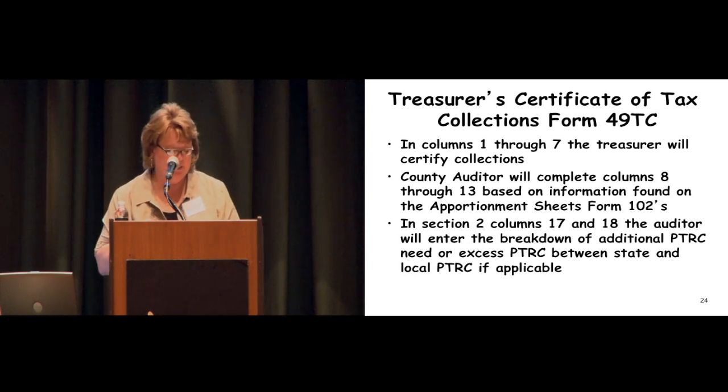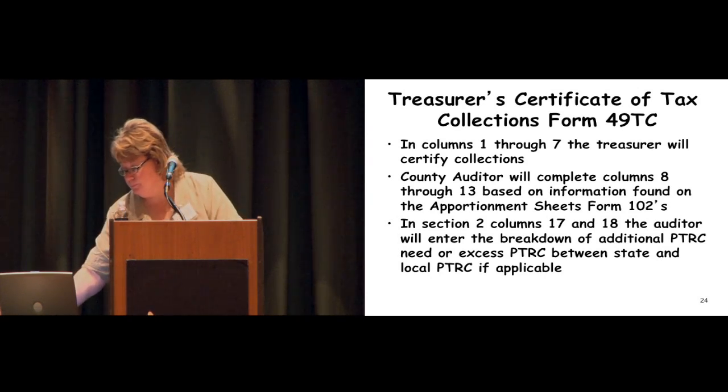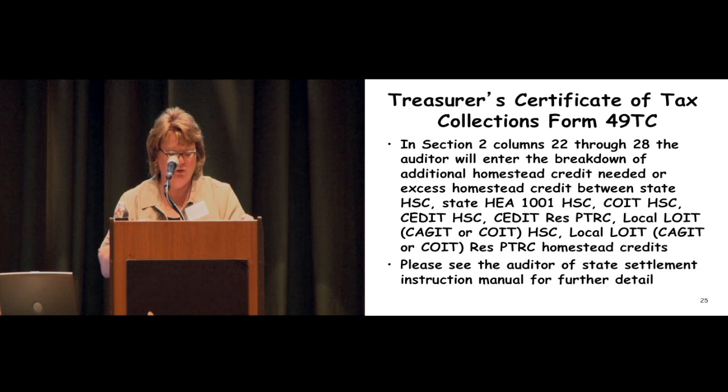And as I said, the treasurer completes columns 1 through 7. You're going to be completing columns 8 through 13 on the 49TC based on the information found on your 102s. In Section 2, columns 17 and 18, you're going to break down the additional PTRC or excess needed between the state and your local PTRC if you have any. If you don't have any local stuff, you probably are going to have zeros in those columns. In Section 2, columns 20 through 28, you're going to enter the breakdown of additional homestead needed or excess homestead between the state and the local funds. And for details on this, you can find them on page 28 of your settlement instructions.